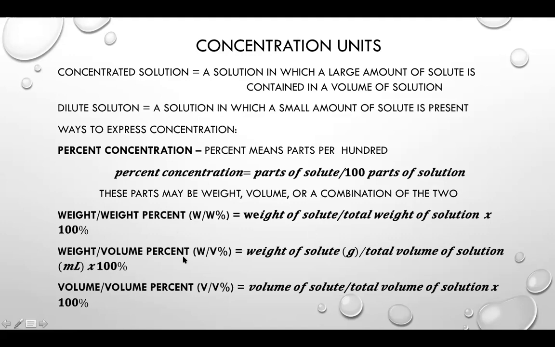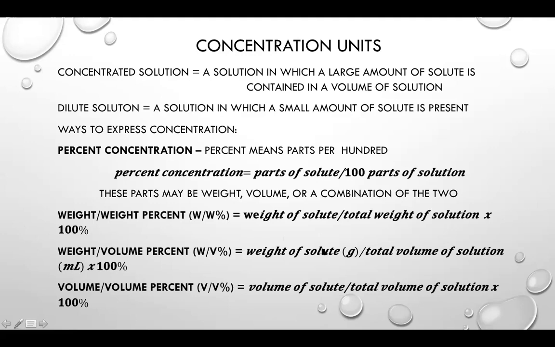So we have three concentration units that we can use. We have weight over weight percent. This is going to be the weight of the solute divided by the total weight of the solution times 100. So for example, let's say we had salt as our solute, water as our solution, and then multiply that by 100, and that would be gram over gram. Then we can have a weight per volume percent.